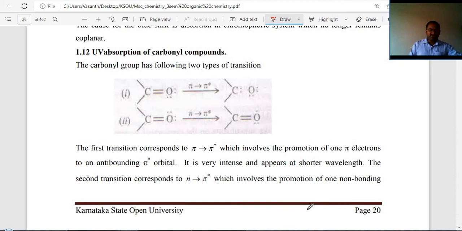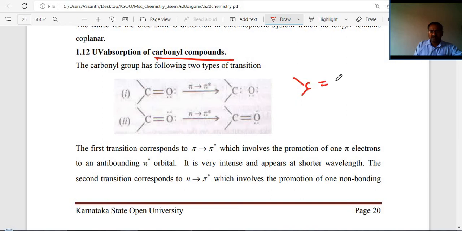These are all the UV absorptions of carbonyl compounds. In a carbonyl compound, the carbon-oxygen double bond, which contains a lone pair of electrons, undergoes a pi to pi star transition. What are we getting here? The carbonyl group also undergoes an n to pi star transition.